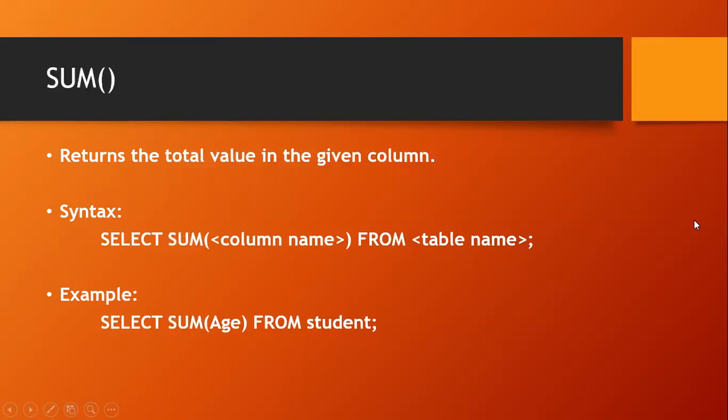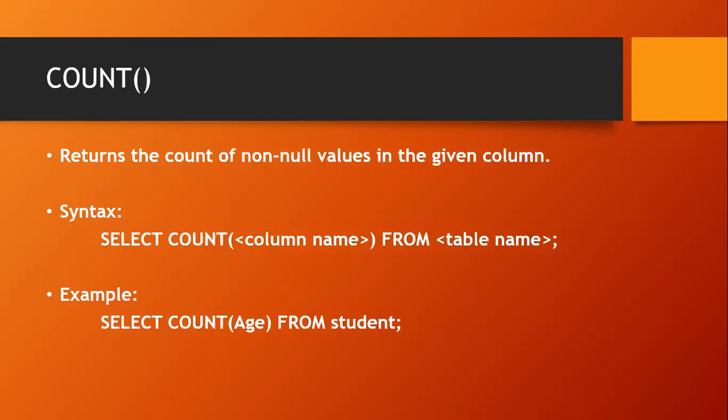The next function is sum. That is to display the total value in that particular column. There is no function called total. To display the total value, the function is sum. And what is the syntax? Select sum, in the bracket you specify the column name to calculate the sum, and from the table name. You can pass only the individual values to calculate the sum, max or min. For example, if I just want to calculate the sum of the ages, you write select sum, in the bracket age, from student.